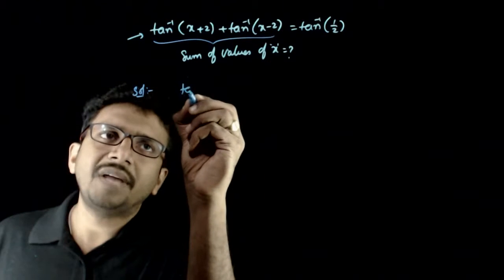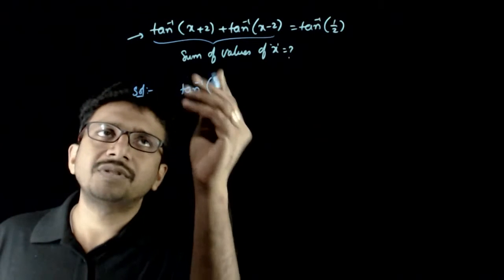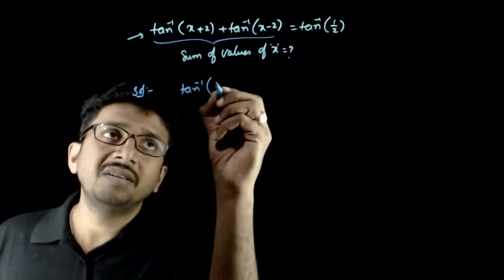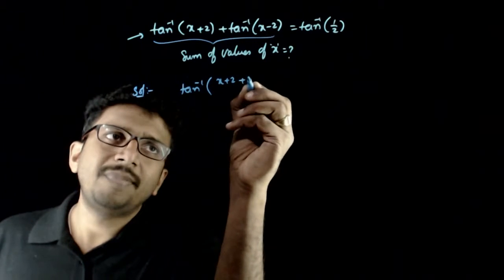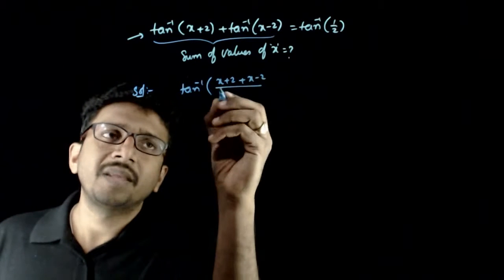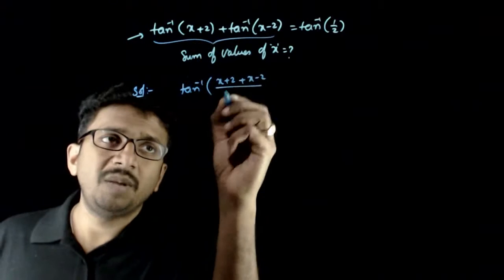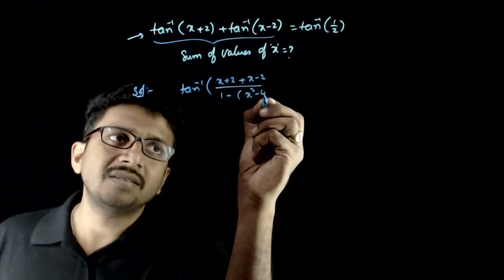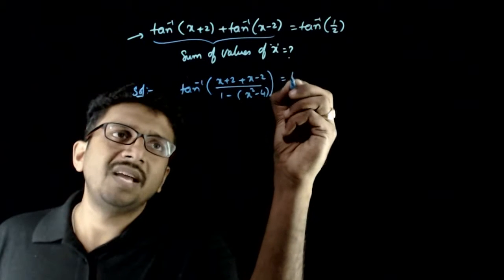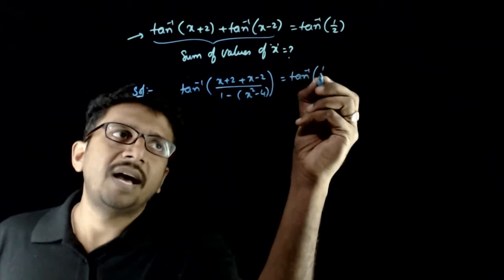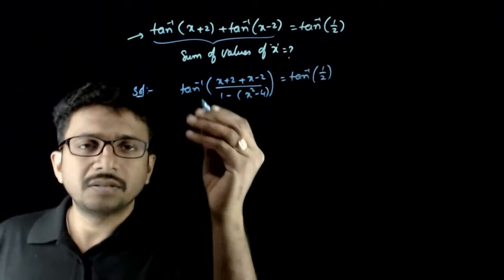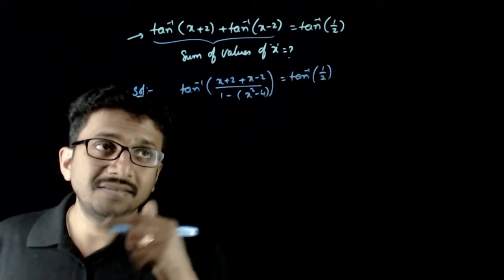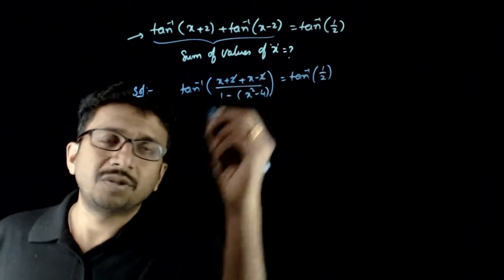So tan inverse of a plus tan inverse of b is tan inverse of (a + b) by (1 - ab). Here a + b is (x + 2) + (x - 2), divided by 1 minus the product of these two, which is x square minus 4. So this is equal to tan inverse of 1/2. Now tan inverse and tan inverse get cancelled. So minus 2 and plus 2 get cancelled.